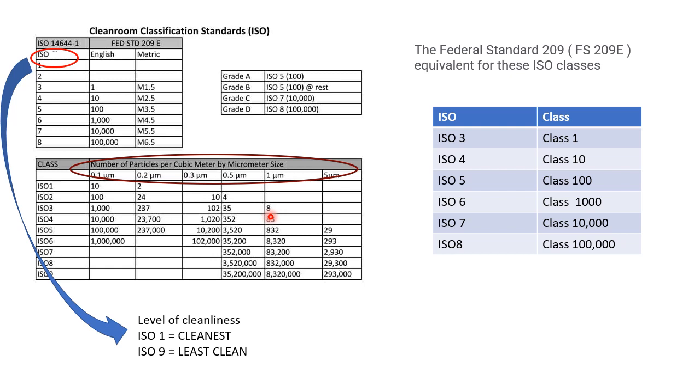So you may get questions on classification, what is the difference between ISO and FS standard, or what are the main points on which the difference between classes, say class 10 and class 100, depends. Okay, so you have to compare ISO 4 and ISO 5. You need to tell that there is a difference between the number of particles allowed per cubic meter by micrometer size of the particles. Okay, that is compared.